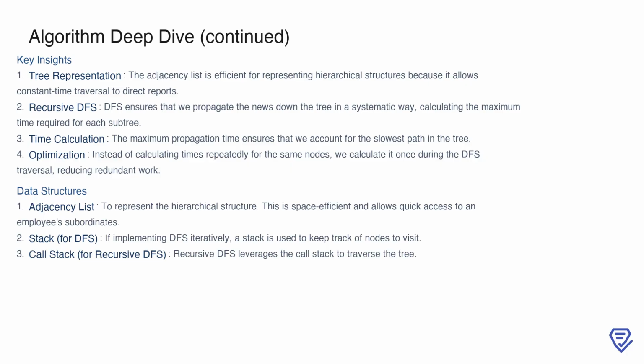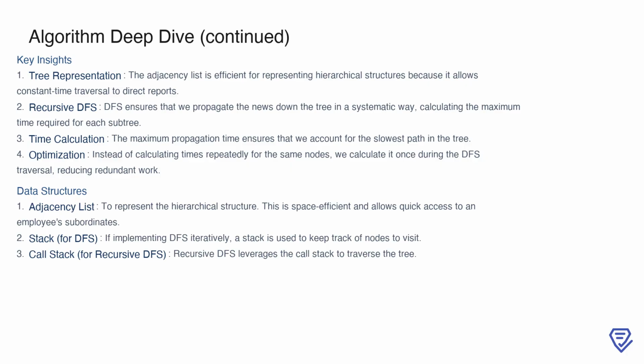Second, the recursive DFS method ensures that we systematically propagate the news through the hierarchy, focusing on one subtree at a time. By calculating the maximum propagation time for each subtree, we ensure that the slowest path is accounted for. This avoids redundant calculations and ensures an efficient solution.